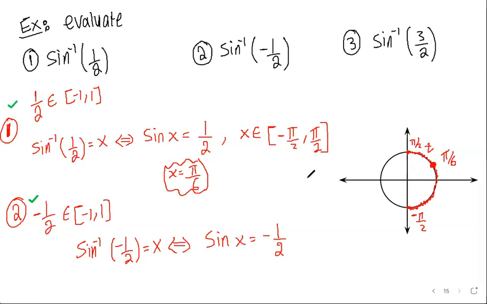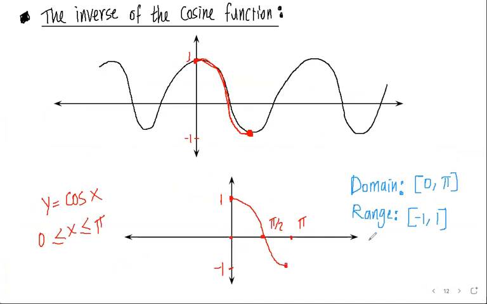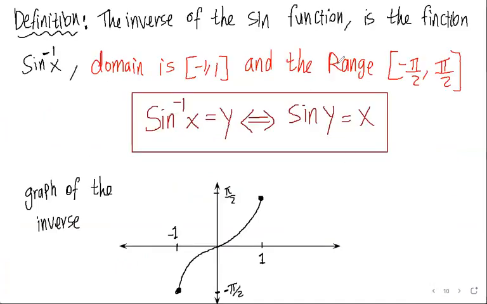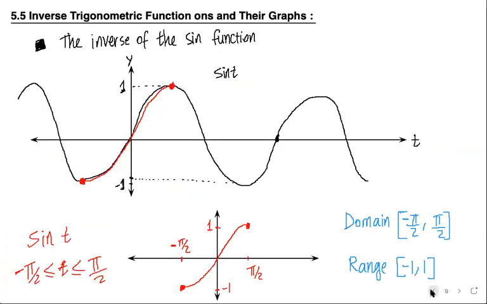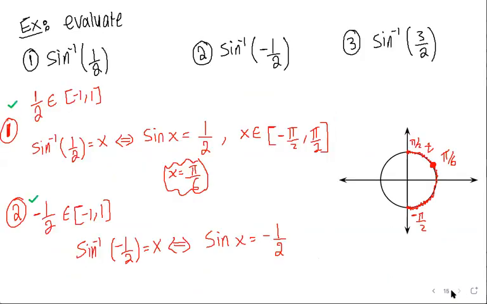Yes, the third quadrant is negative, but here the value must be between -π/2 and π/2. Why? Because the range of the inverse, the domain for the function, must be between -π/2 and π/2. That's why I have to restrict the domain. So my question is, what is the value for x such that x is between -π/2 and π/2?